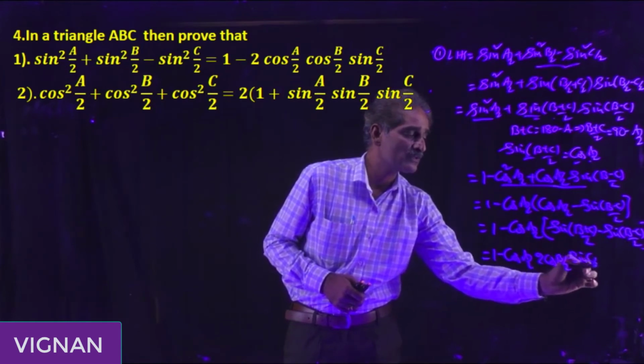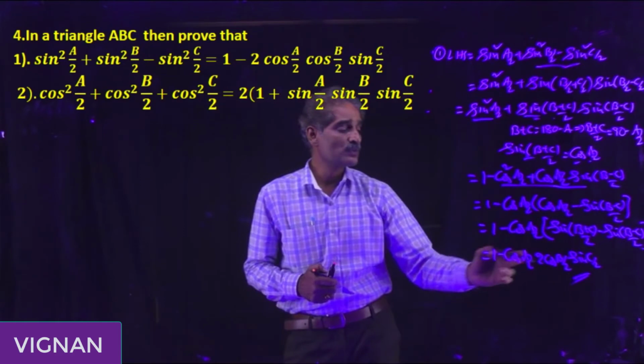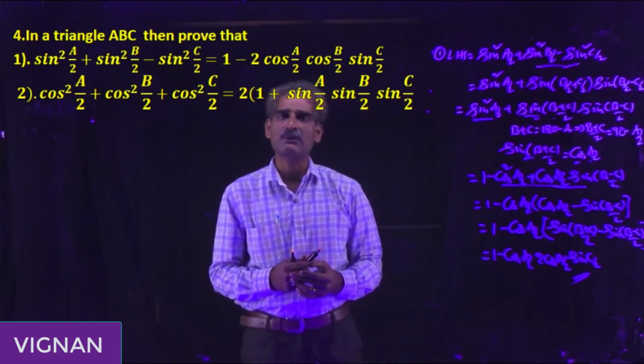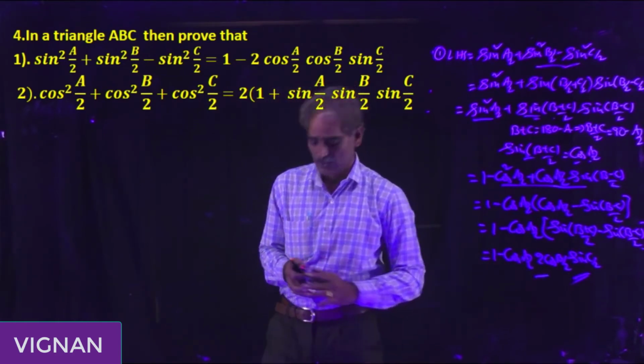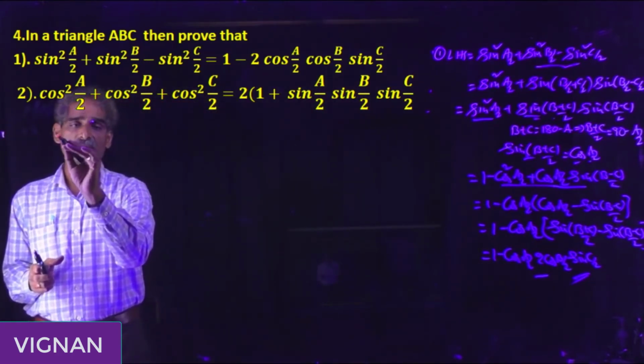This is the answer. Just observe the right side of the first problem: 1 minus 2 cos A by 2 cos B by 2 sin C by 2. That is the answer. Next, observe the second problem. Here this is the second problem. Now take LHS.